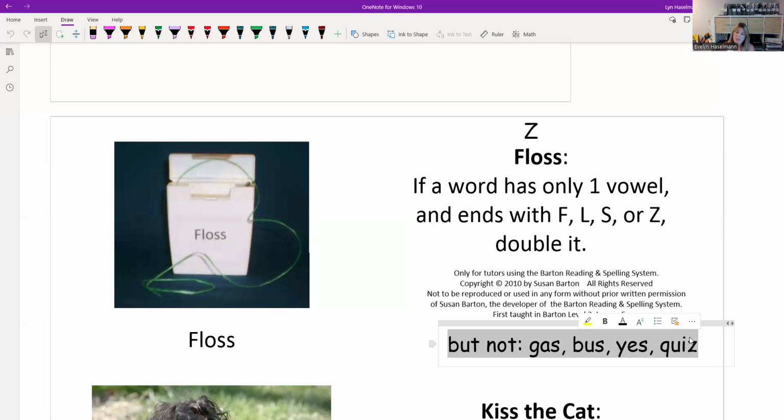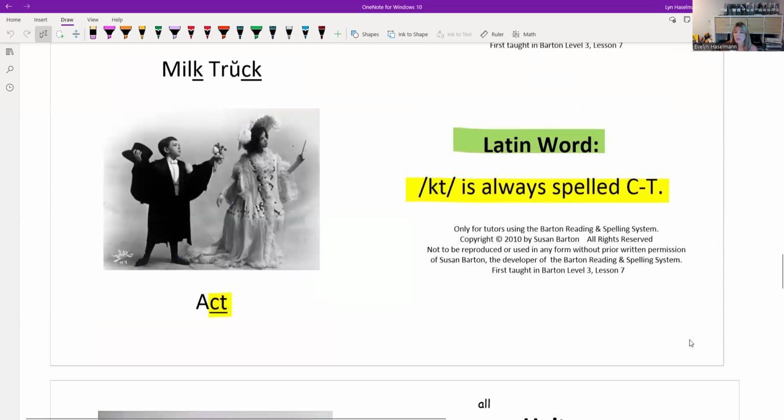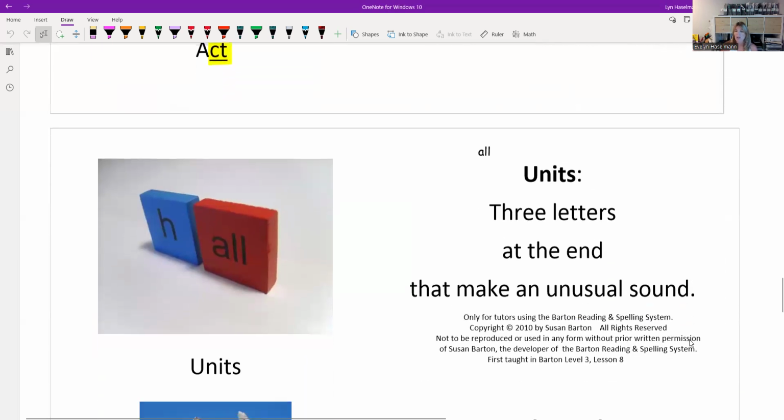Okay, so Z-FLOSS rule. And then we also learned units. Units are 3 letters at the end that make an unusual sound. In this case, the first unit that they learned is all. All has 3 letters at the end that make an unusual sound. The A does not say a as in apple like you would expect it to. It says all. So it makes an unusual sound.